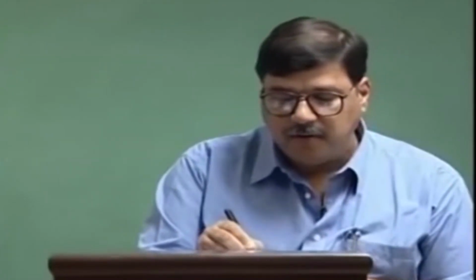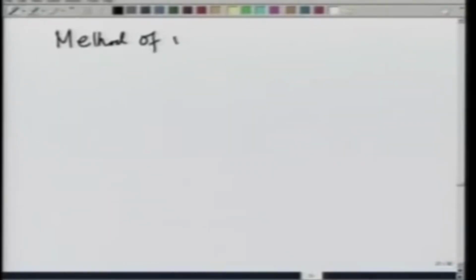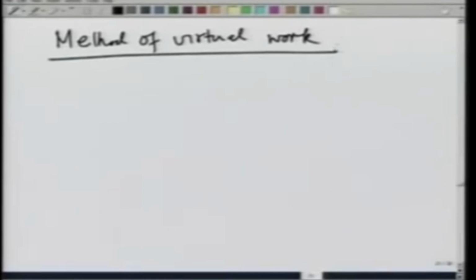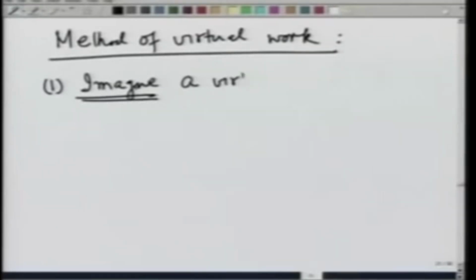So, let us recap what we did in method of virtual work. 1, imagine, and I keep using this word imagine because this refers to a displacement which you imagine, it does not really take place. Imagine a virtual displacement or virtual change of orientation and so on of a system.